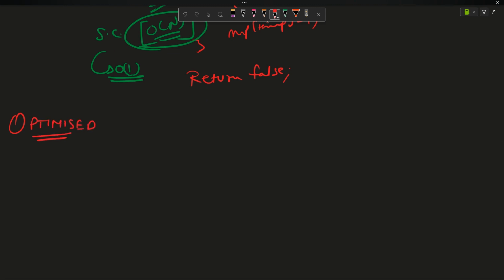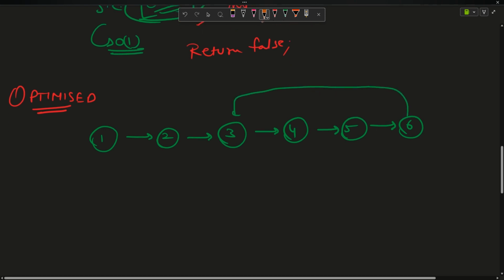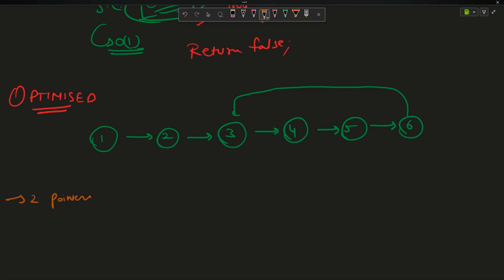You will first draw the linked list again. So 1, 2, 3, 4, 5, 6. Now 6 is connected to 3. My approach is to take 2 pointers. Name one as slow and another one as fast. As the name suggests, slow will move slowly and fast will move faster.